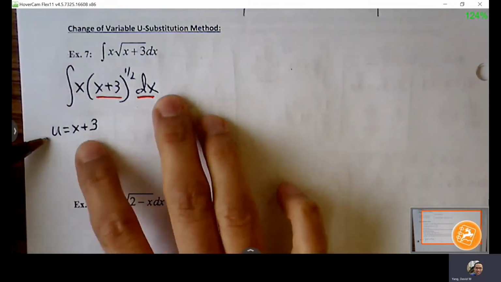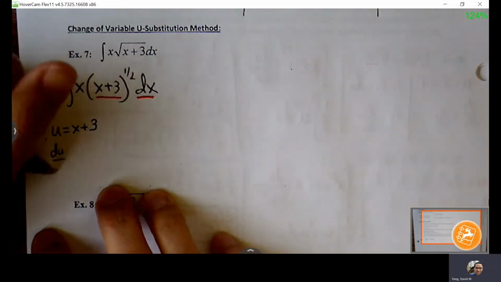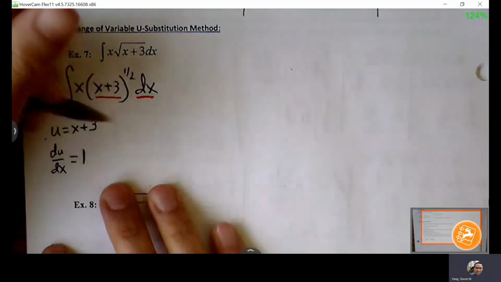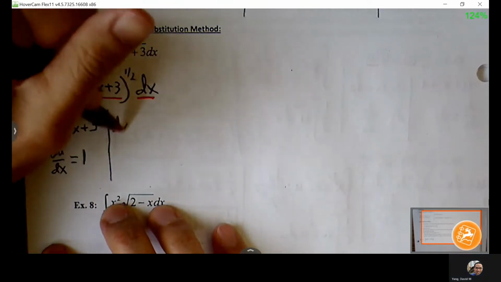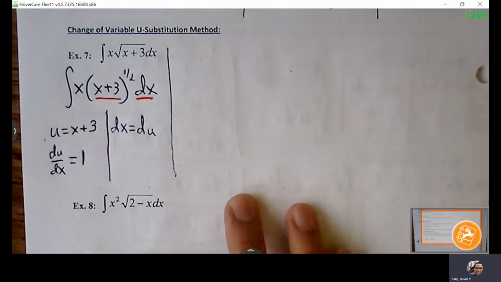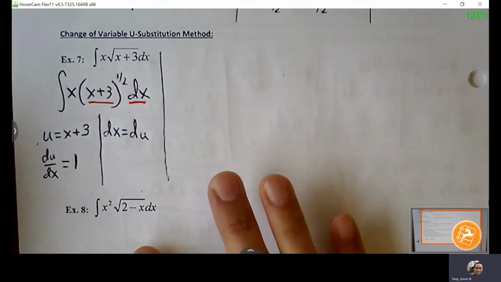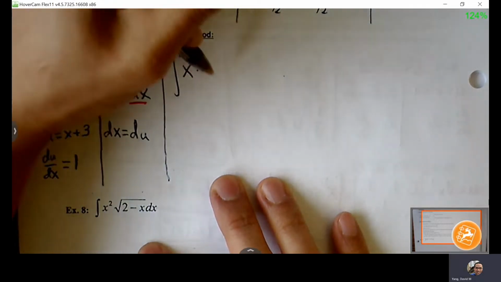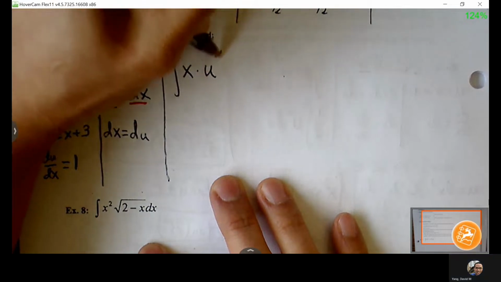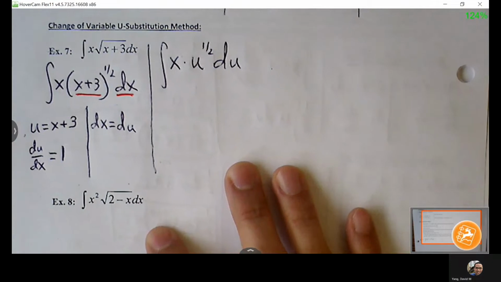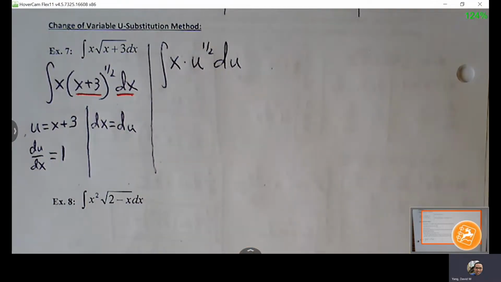Okay, let's find the derivative. Du over dx equals 1. X goes to 1, 3 goes to 0, cross multiply. Okay. Go through our substitution steps like how we normally would. Keep the x, replace the underlined portions. Okay, what's the issue here? Okay, x stays in the problem.